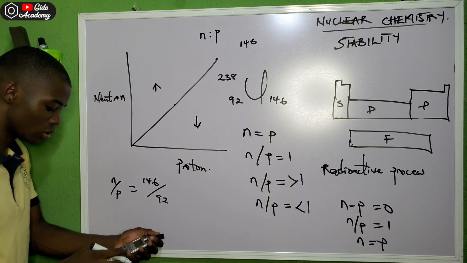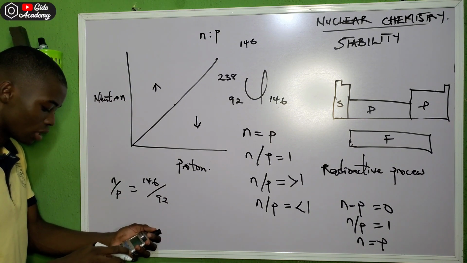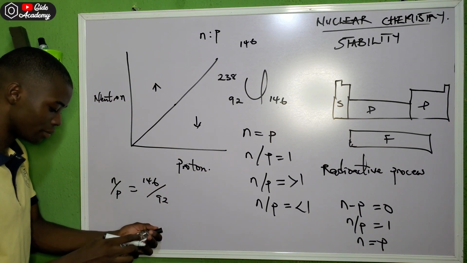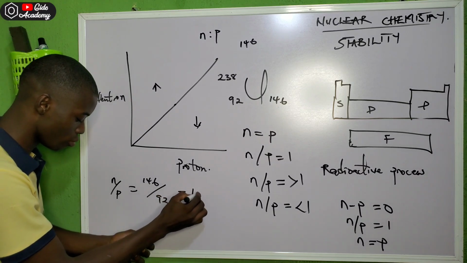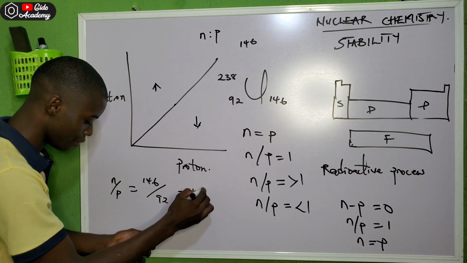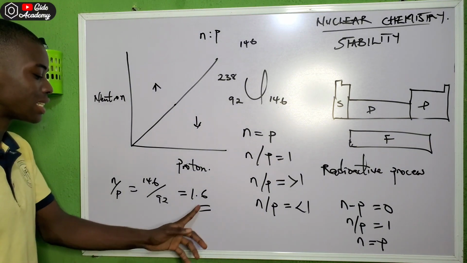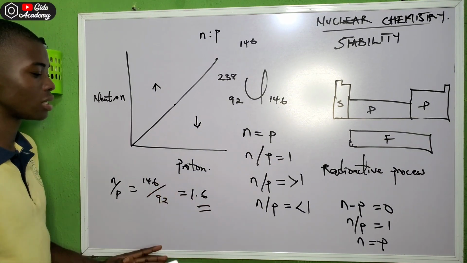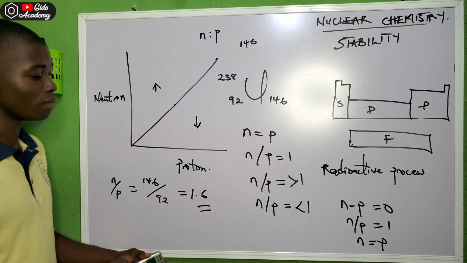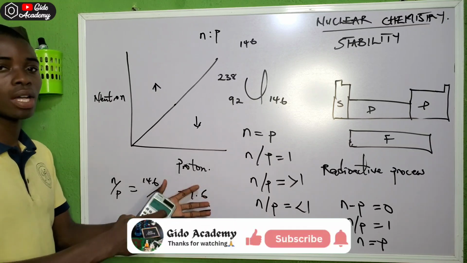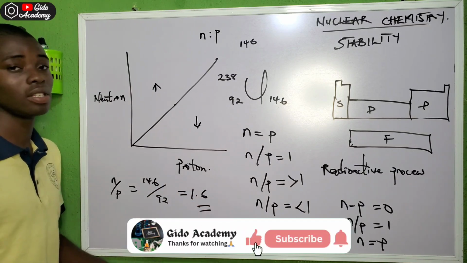So let's push our calculator. 146 divided by what? 92. Our answer is equal to 1.58. Okay, let's just say 1.6. Since our answer is greater than, the first thing that should come to your mind is whether this value equals 1, is greater than 1, or is less than 1. 1.6 is definitely greater than 1.